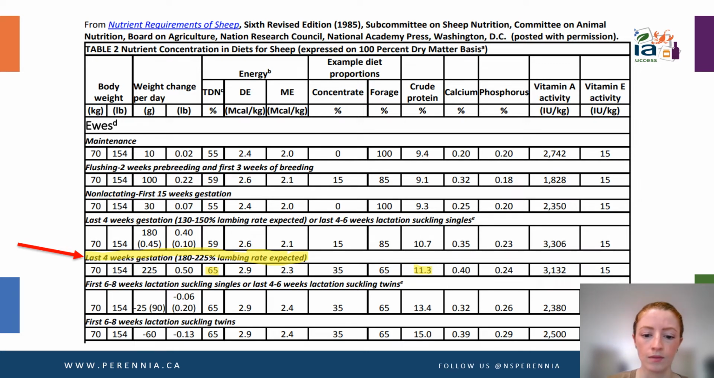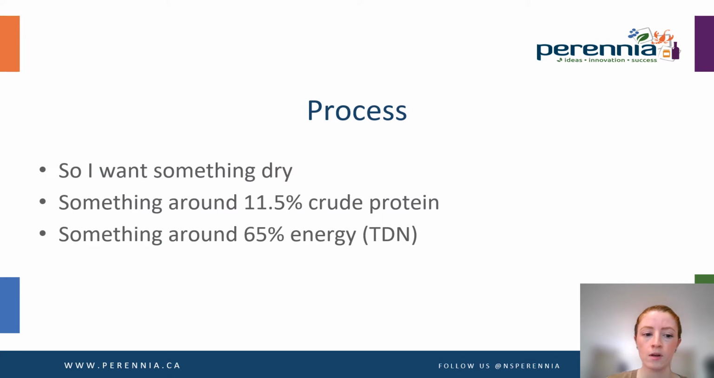So that's 11.3. So I know that when I'm coming up with this total ration, I want something that's dry because they're in their late pregnancy. They've got a reduced rumen capacity, so if I can feed them something drier, then that's going to help them to maintain their feed intake. I want to supply them something that's around 11.5% crude protein, and then something that's around 65% energy.